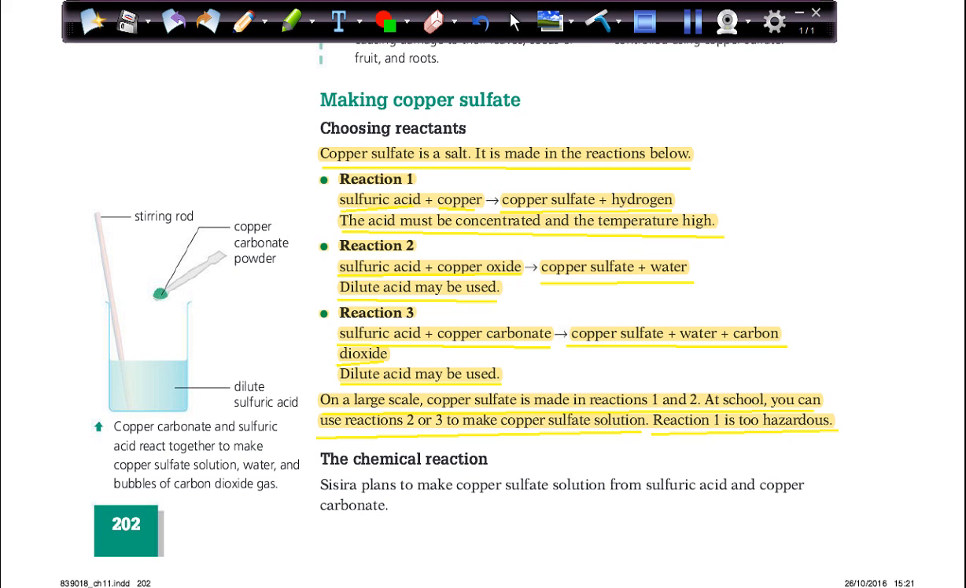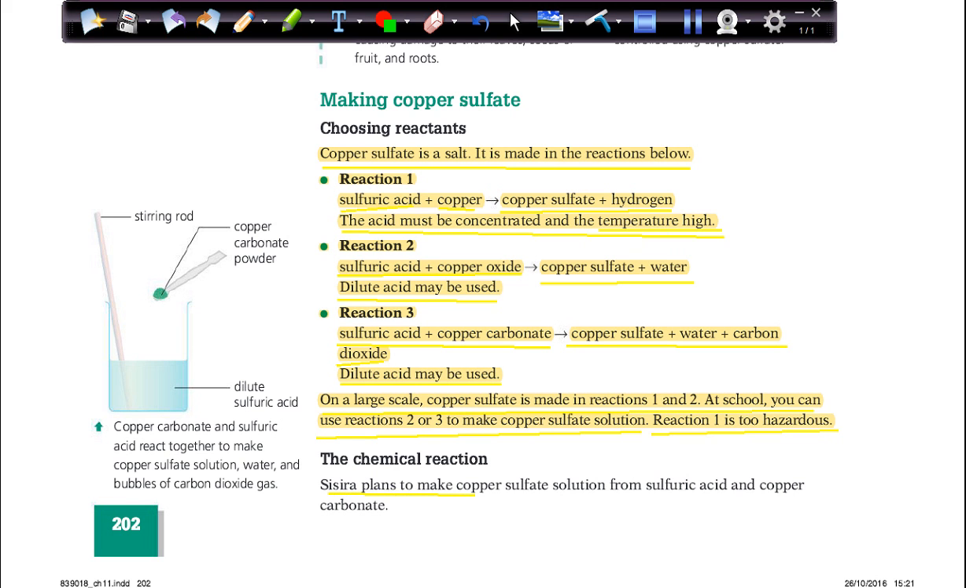And also, copper sulfate is a powder. If we want to extract it from the solution, we need to evaporate it and extract it as a salt. Copper sulfate can cause irritation to the lungs if inhaled, or can damage the eyes if it's splashed in the eyes. So that's why it's hazardous. And also high temperatures can be dangerous in this chemical reaction.